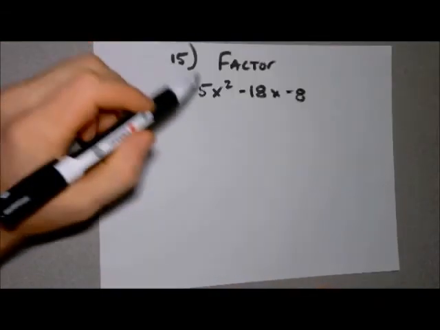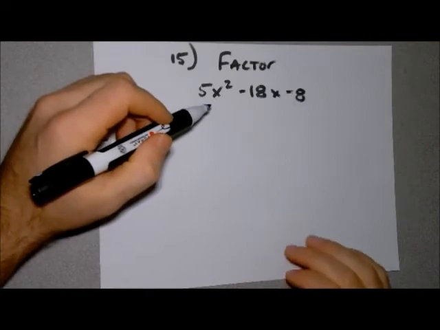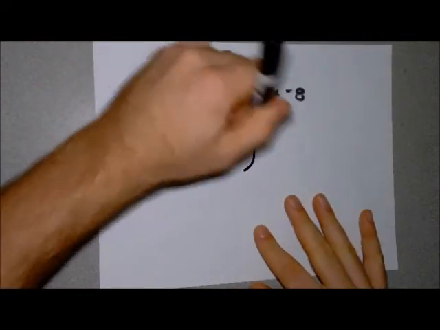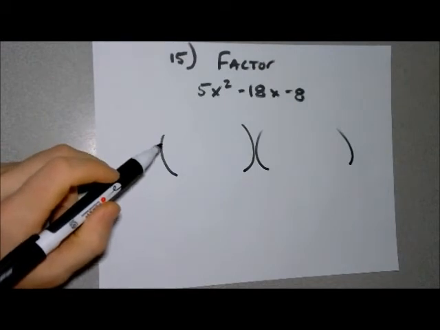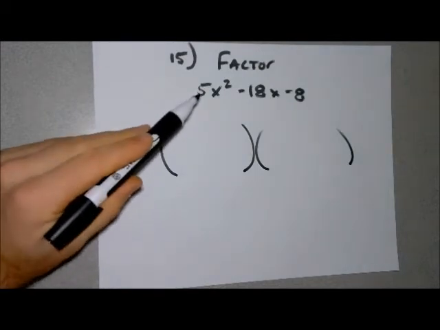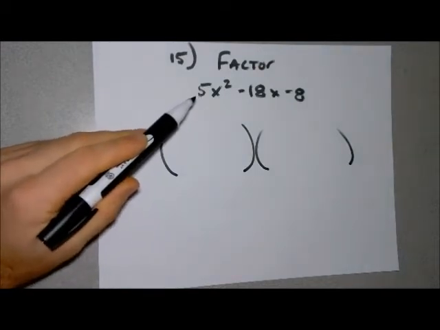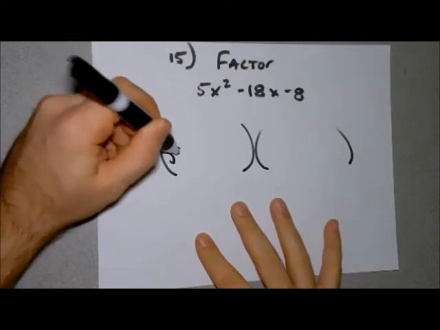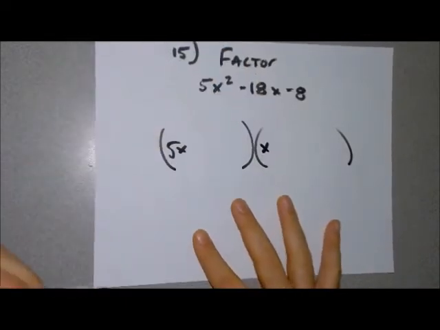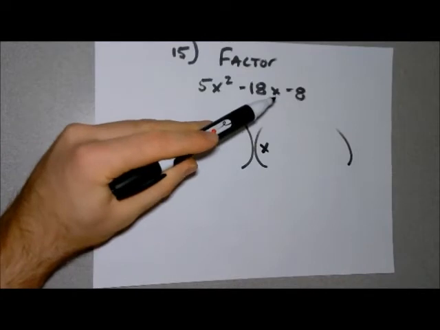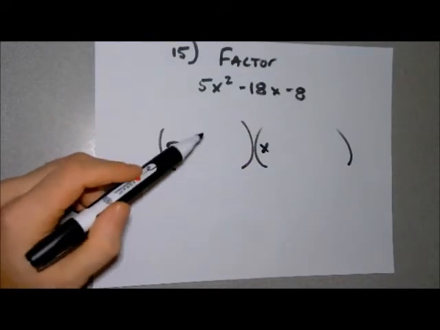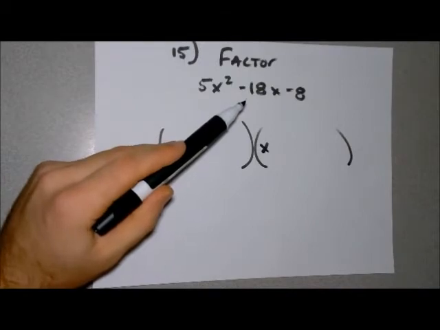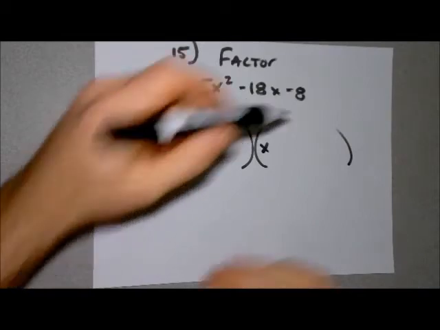For number 15, we want to factor the following. It's 3 terms, so you know the answer has to look like this with 2 sets of parentheses, and we start thinking about FOIL in reverse. So I know that first times first has to be 5x squared, meaning 5x and x, and I know last times last has to be 8, so it could be 2 and 4 or 1 and 8, but we start looking and we see what we want to make in the middle. We want to come up with an 18 in the middle.